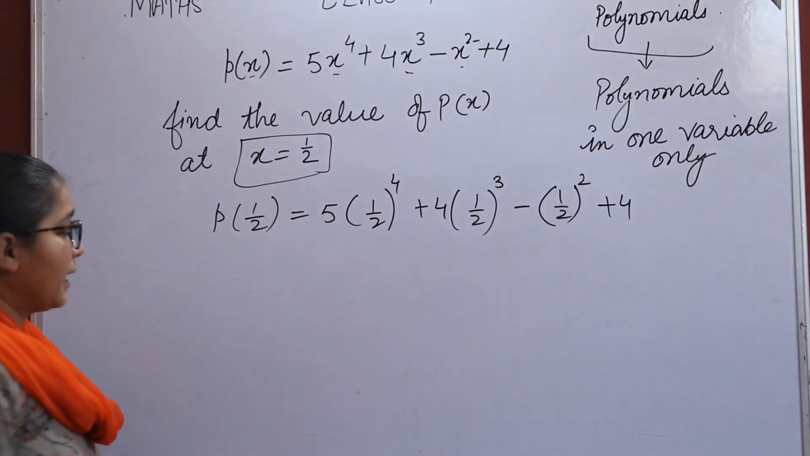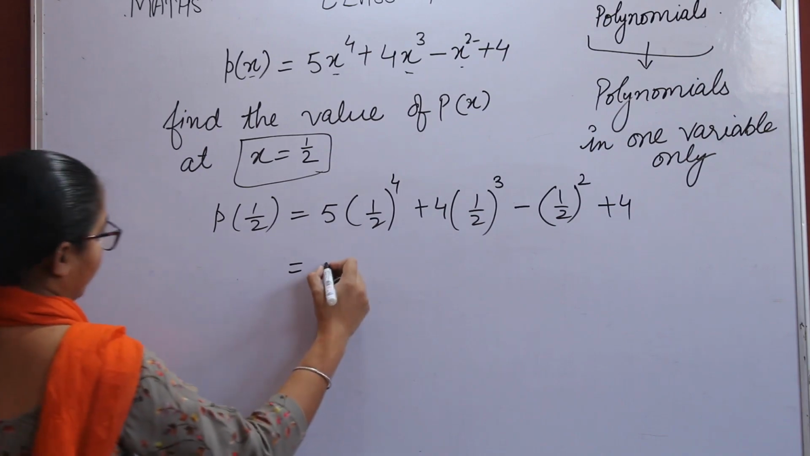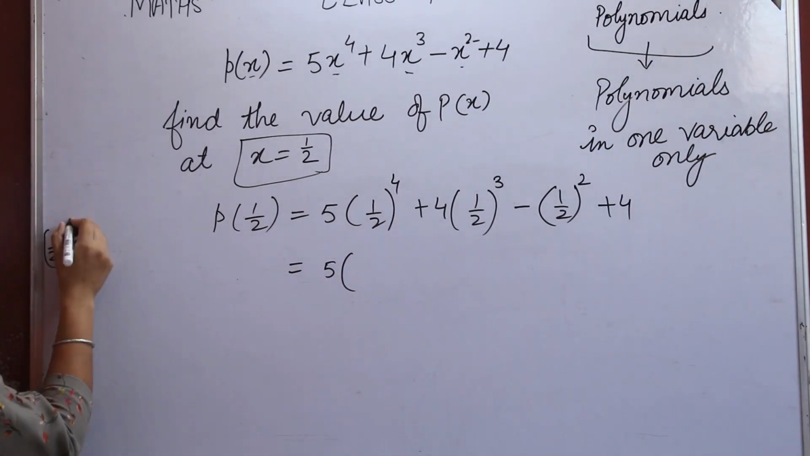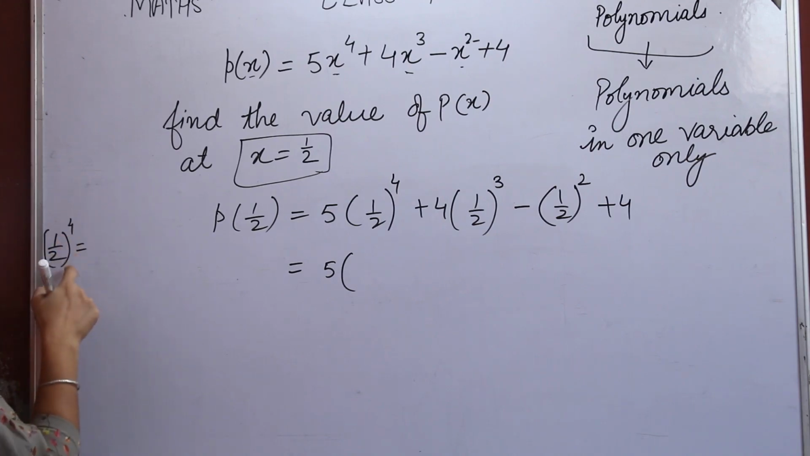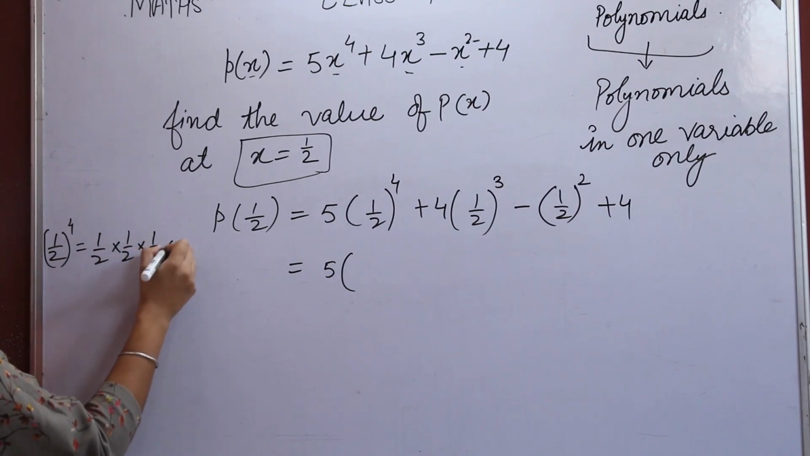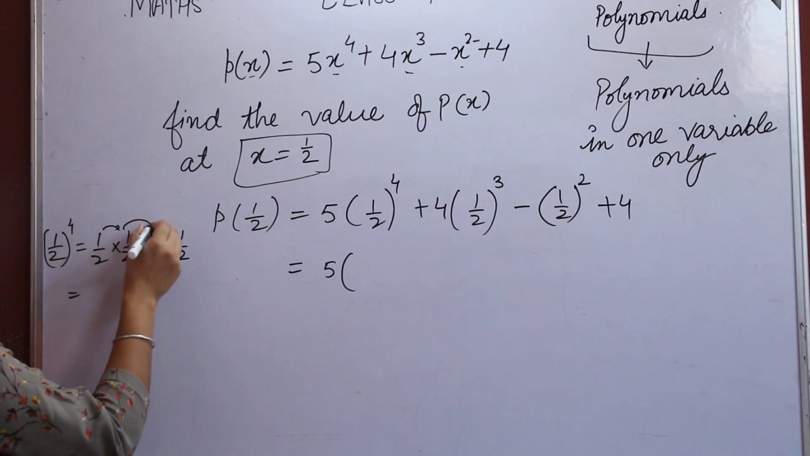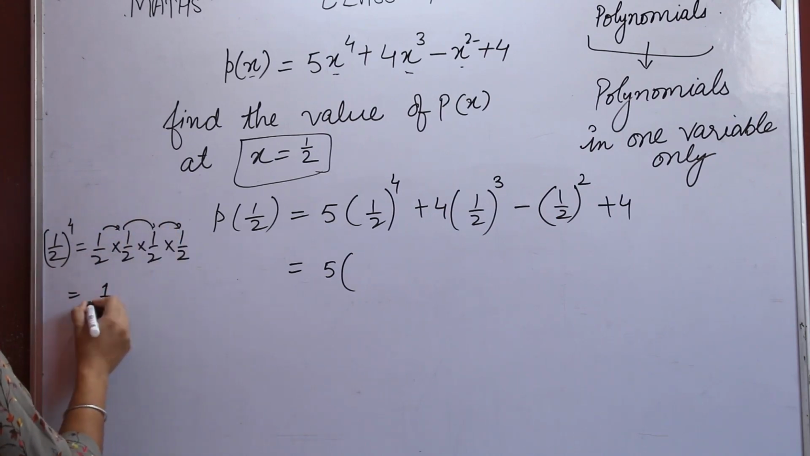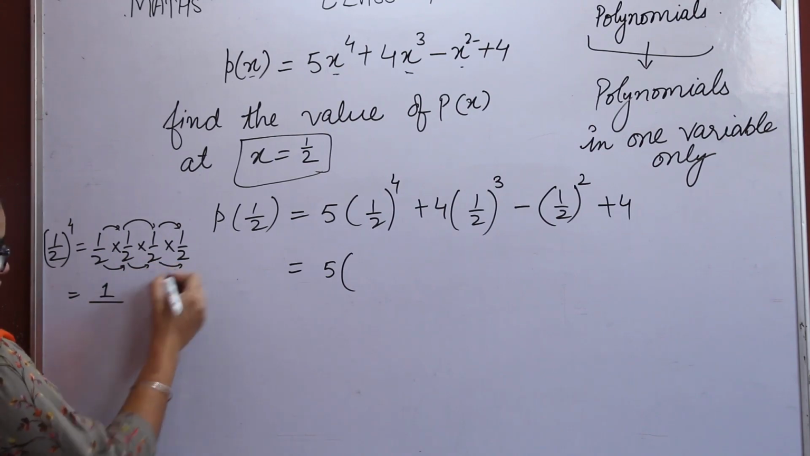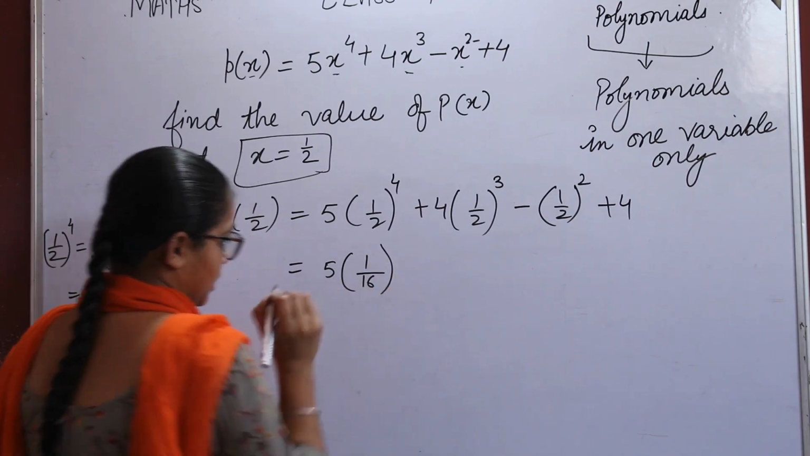Got it? Next, solve it. 1 over 2 raised to power 4, 5 as it is. 1 over 2 raised to power 4 means multiplication of 1 over 2 four times: 1 over 2, 1 over 2, 1 over 2 and 1 over 2. So what we get? 1 ones are 1, 1 ones are 1, 1 ones are 1, over 2 twos are 4, 4 twos are 8, 8 twos are 16. So what we get? 1 over 16.